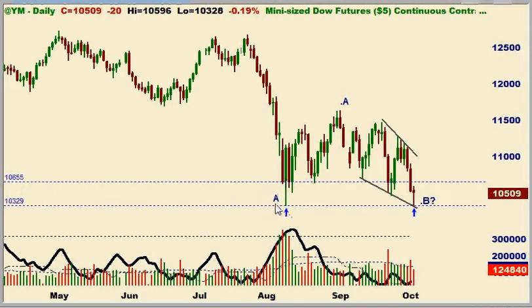Here's an Elliott wave count with that. We can count this as a possible A down. Again, this is the Dow futures. Here's our double bottom. We have an A up, possible B down. Perhaps we're into a flat. We would target the area probably around 11,800 or so basis the Dow.